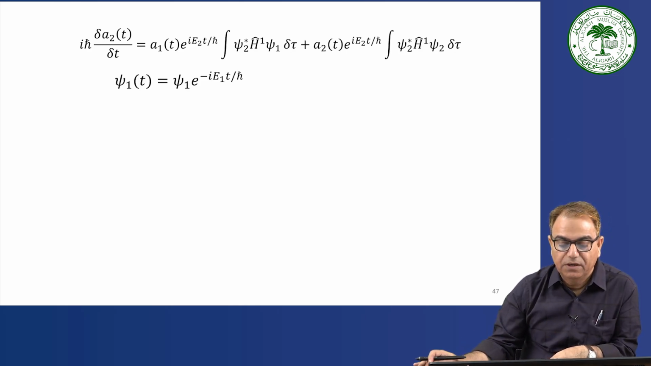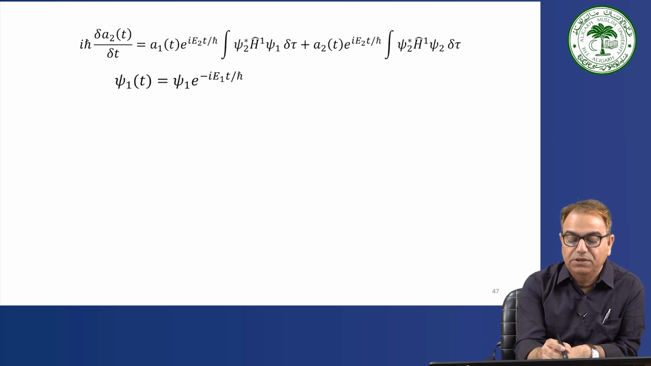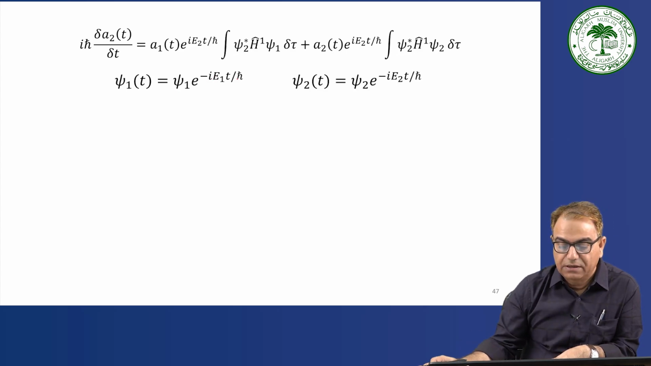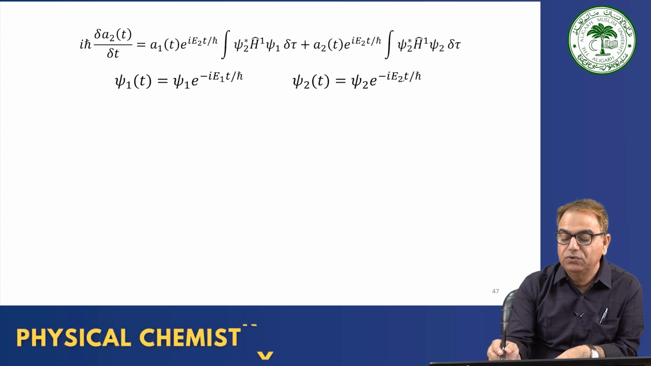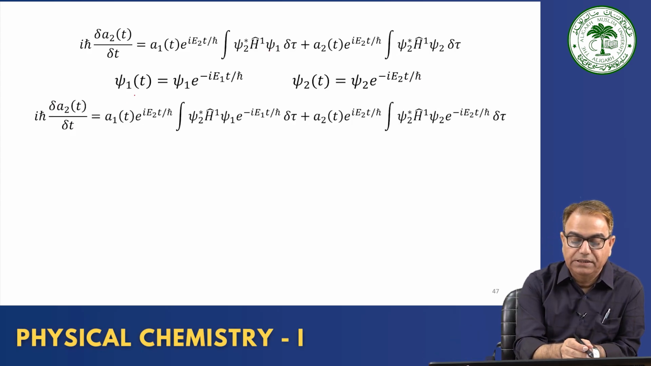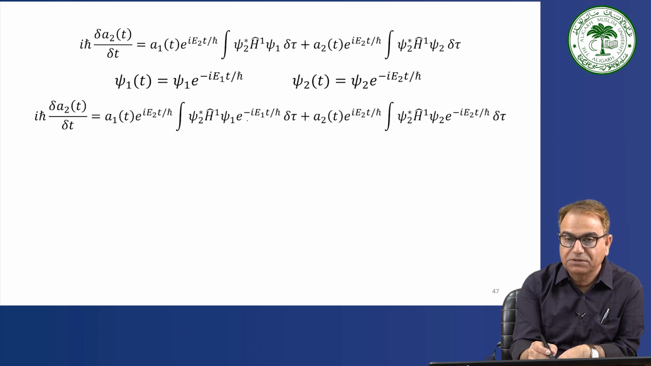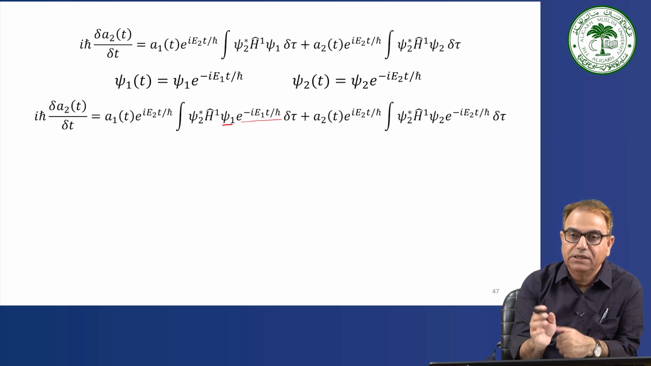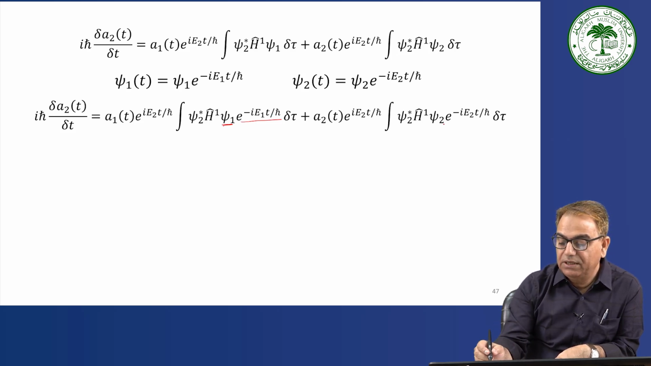Now in this equation, if psi 1 t is equal to psi 1 exponential minus i E1 t by ħ, and if psi 2 t is equal to psi 2 exponential minus i E2 t divided by ħ, then you can put these values here, and what do you get? iħ del A2 divided by del t remains the same. A1t remains the same, this part remains the same, then psi 2 star H1, and then this psi 1 becomes psi 1 exponential. Again, this equation is very important because psi 1 t or psi 2 t has two parts. One is coordinate dependence, another is time dependence. So this part is coordinate dependent, this part is time dependent. Same thing for the psi 2 also.